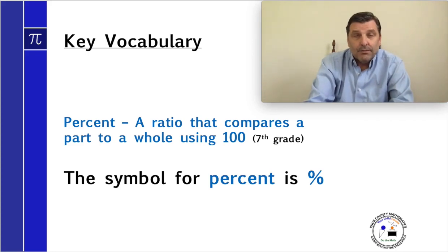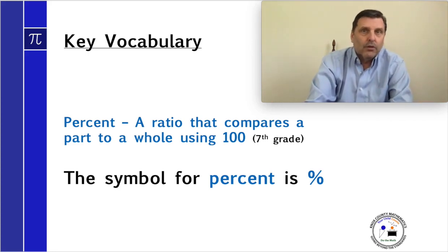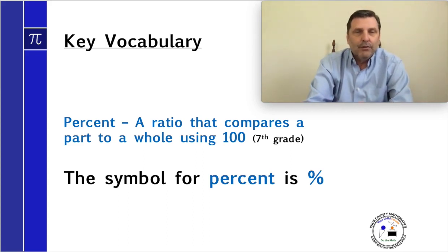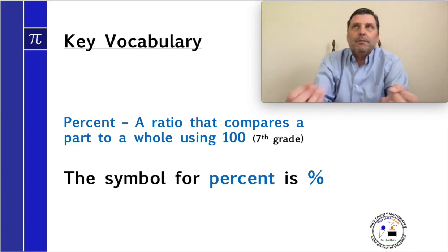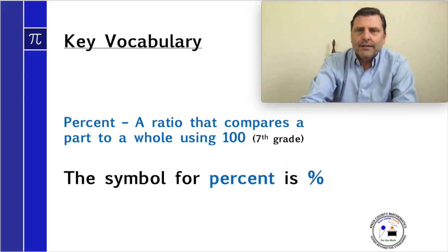If we could compare them the same way, put them both out of 100, so make the denominator 100 for both of them, then we put them on what I call an even playing field. So a percent allows us to compare two ratios that appear to have different denominators by making equivalent fractions with the denominator 100. The symbol for percent is this little fellow right here.